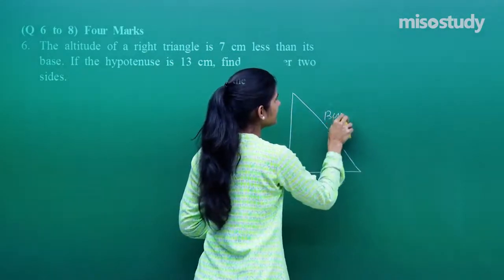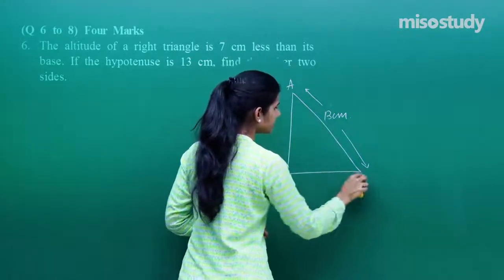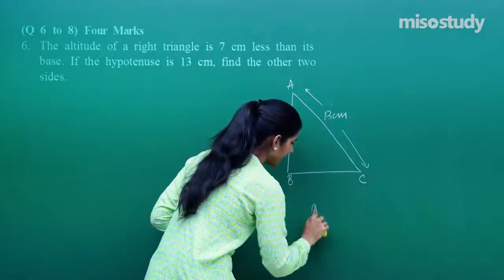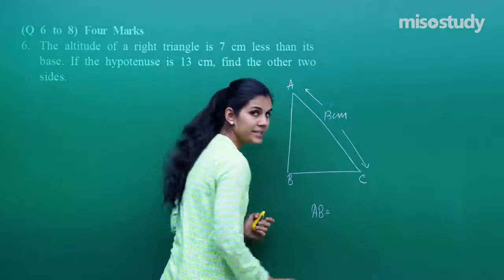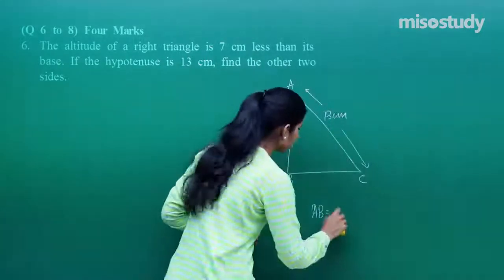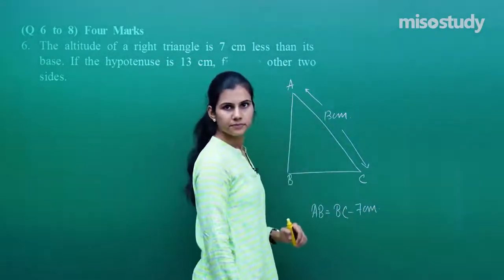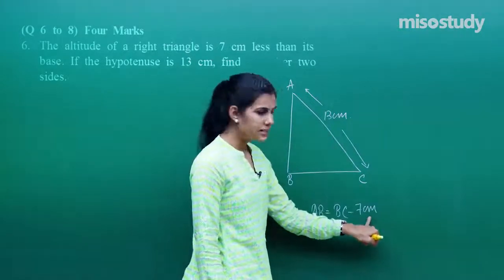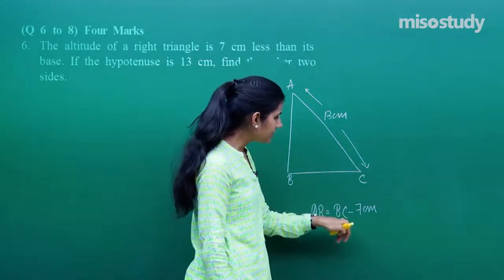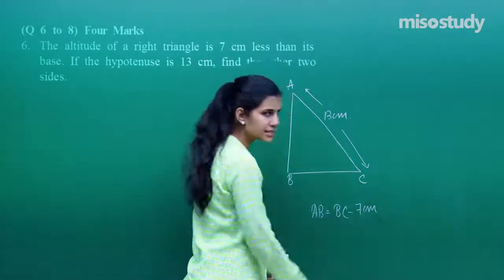Hypotenuse is given as 13 centimeters. Let me say this is A, B, C. It's given that this height AB is 7 centimeters less than its base. So base minus 7 centimeters is the length. From the base, when you remove 7 centimeters, that is the length of the altitude. BC is the base, AB is the altitude. Length of the altitude is 7 centimeters less than the base.